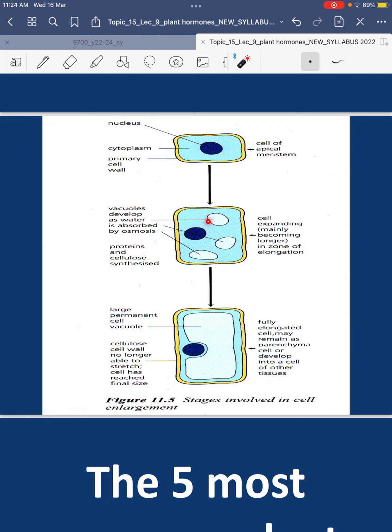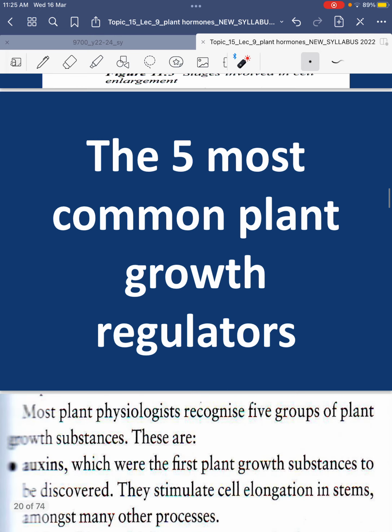Okay, so you need to know the characteristics in each zone. Here, the cell wall is still in its primary stage, no vacuole. This one is elongated. 2 to 3 vacuoles begin to appear, and then the differentiation phase, large vacuole, and then the cellulose cell wall is already matured. Okay, it's fully stretched.